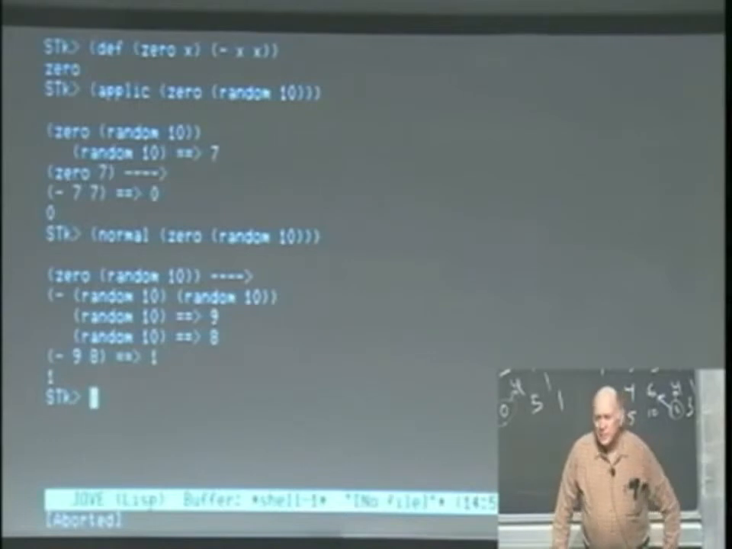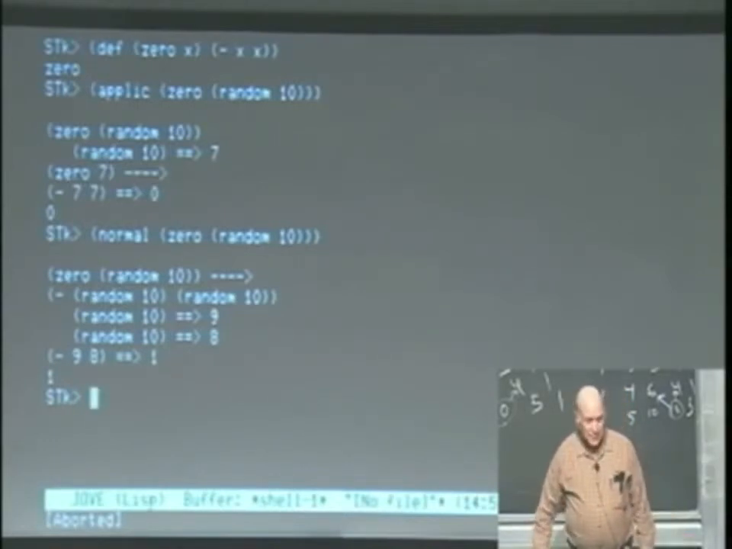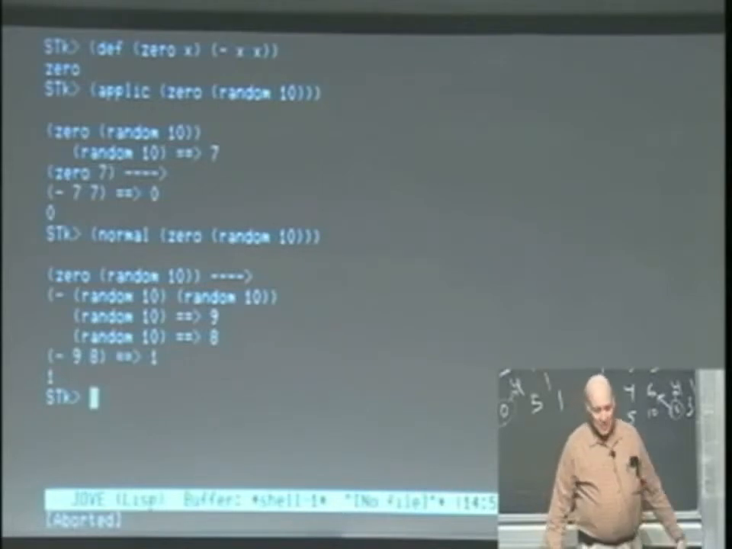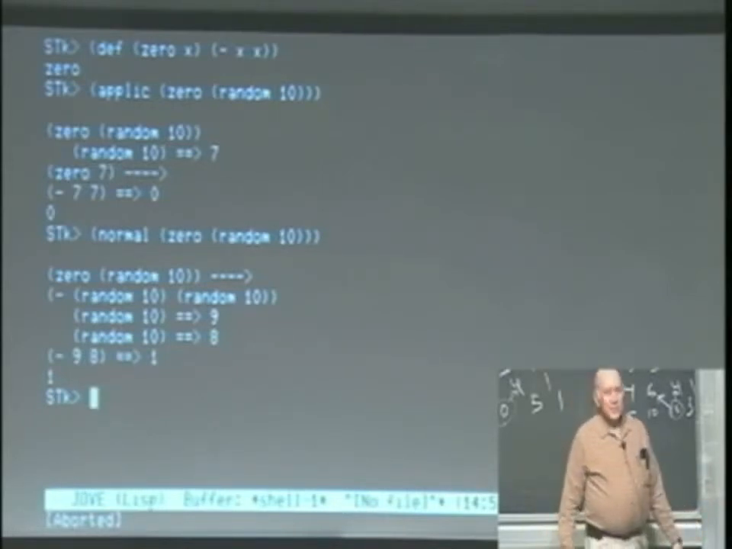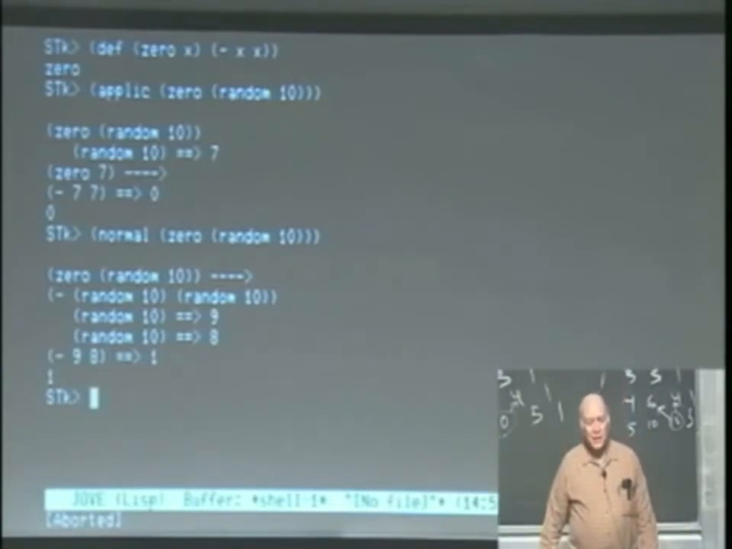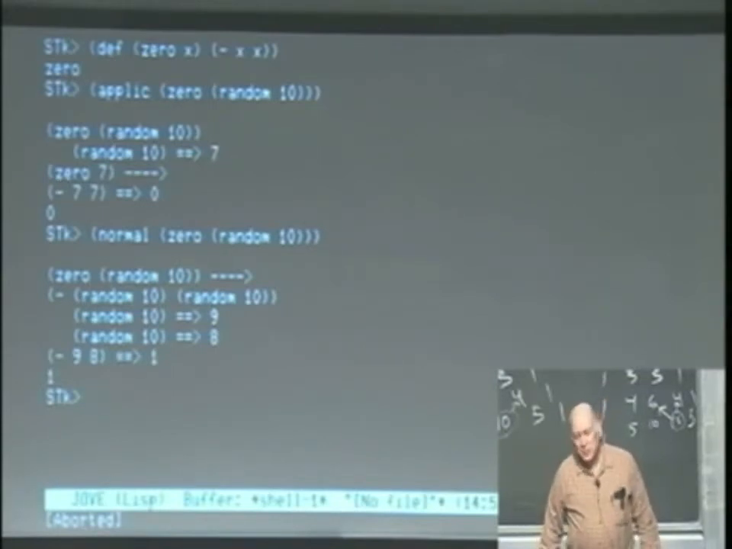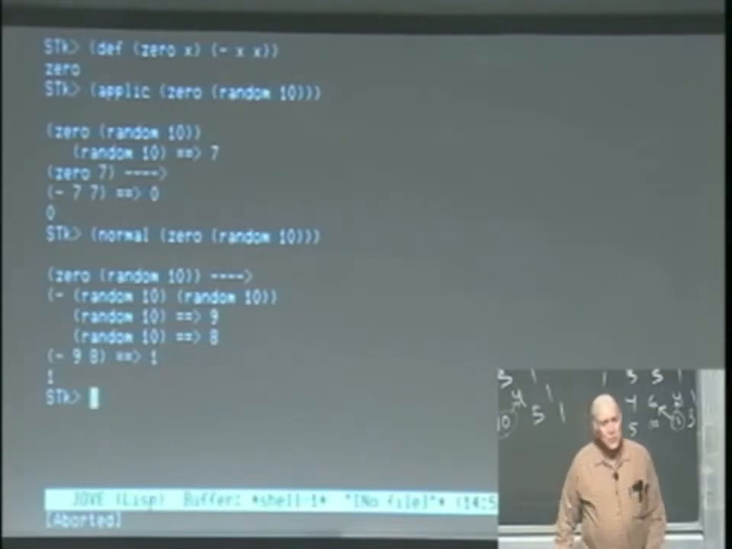Why is that? Why did we get the same answer with f and g, and we get different answers with 0 and random? Random was called twice, and it doesn't always return the same thing, right? It doesn't always return the same thing for the same argument. Saying that a different way, random is not a function. By using random, I'm breaking the rules of functional programming. Because a function, by definition, is a procedure that always gives you the same answer when you call it with the same inputs. Random 10 doesn't always give you the same answer.